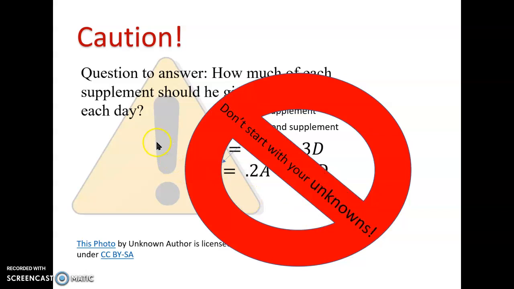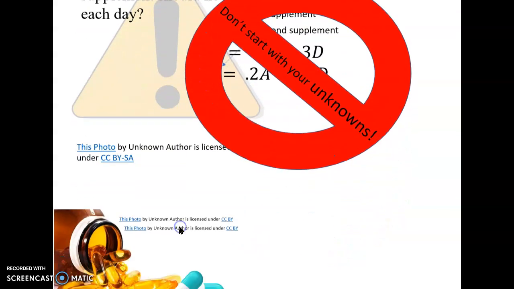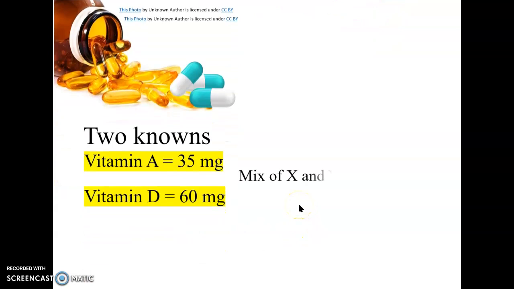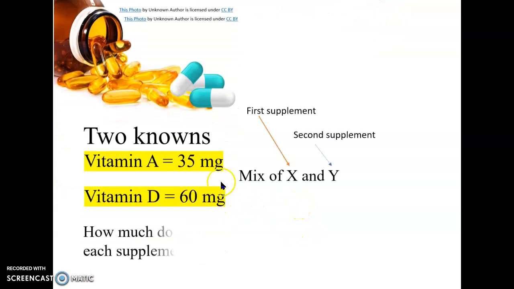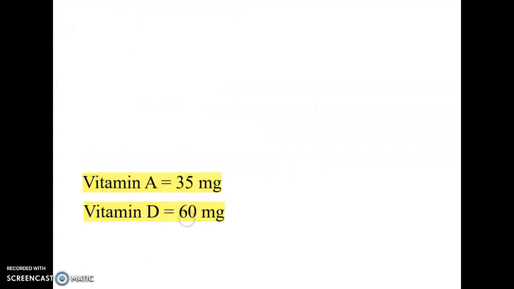And so rather than just start with x equals this and y equals that, why not start with what we actually know? Like, we need 35 milligrams of vitamin A and 60 milligrams of vitamin D. And we have to have a mix of x and y because if I did only x, I won't get enough vitamin A. And if I do only y, I won't get enough vitamin D.